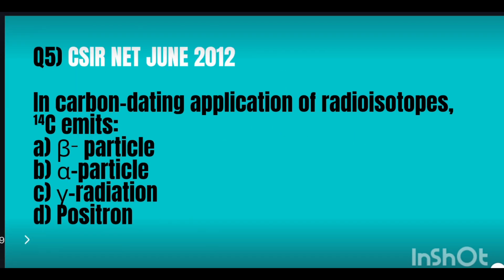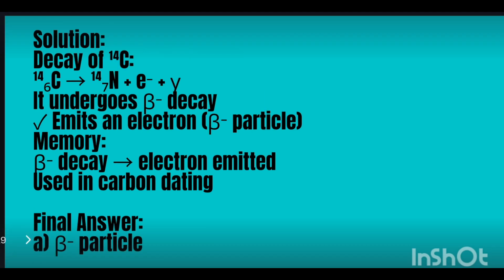We'll move to the fifth question. This was also asked in CSIR in June 2012. In carbon dating application of radioisotopes, carbon 14 emits, and 4 options are given: beta minus particle, alpha particle, gamma radiation, and positron. We'll see the concept.